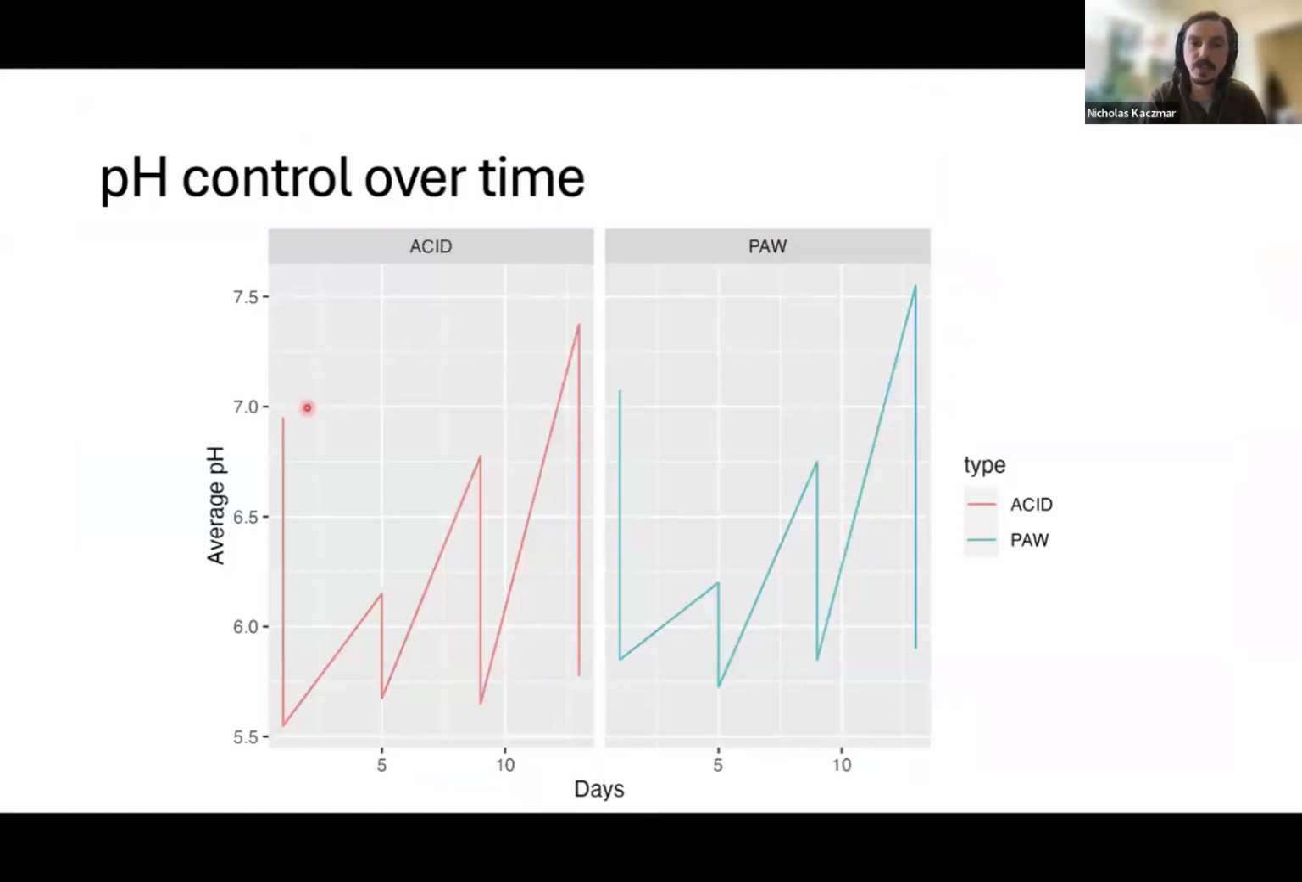So this is our pH control over time. Basically, this is our starting pH. Then I added the acid down to our range, and 4 days later it creeps up, I add it, it creeps back up, I add it. Within these 1 gallon buckets there's not a lot of buffering capacity, so the pH fluctuates a lot. But between the acid and the PAW we saw a very similar trend. They performed very, very similarly.